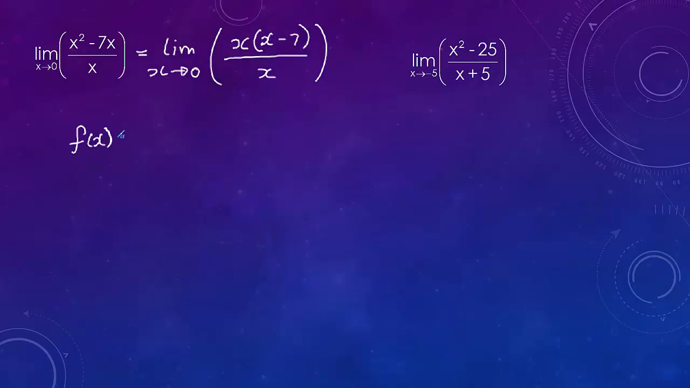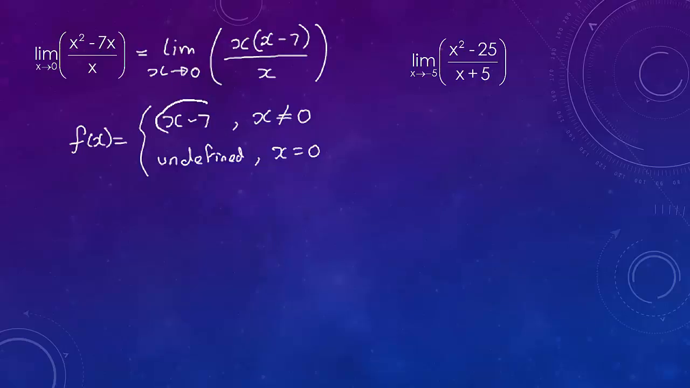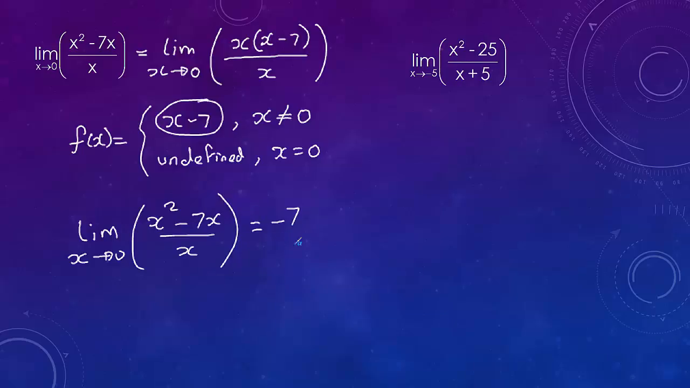The function here we could write as x minus 7 provided that x is not equal to 0. If x is not 0, we can cancel the x's. And it's undefined if x is equal to 0. So if we tend x to 0 using this, we can see that the limit as x tends to 0 of x squared minus 7x divided by x is equal to negative 7.